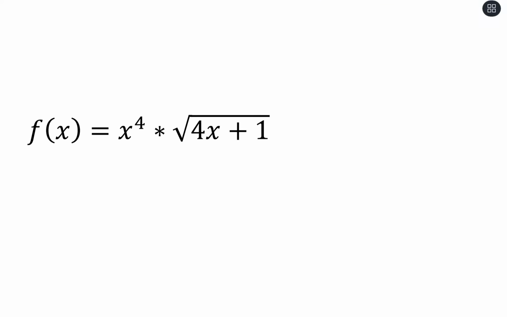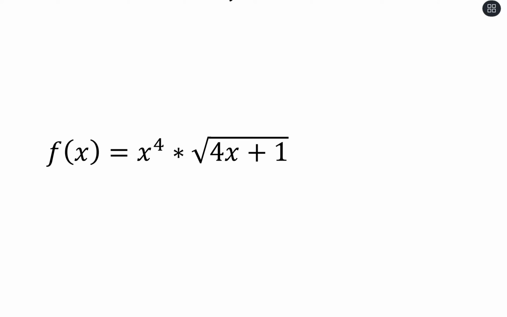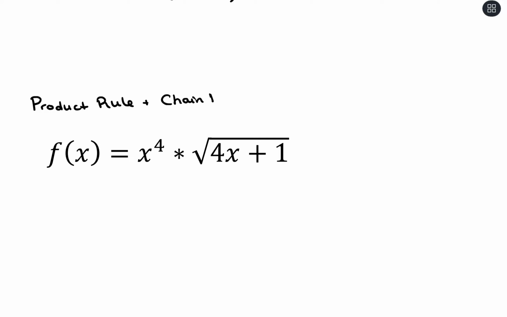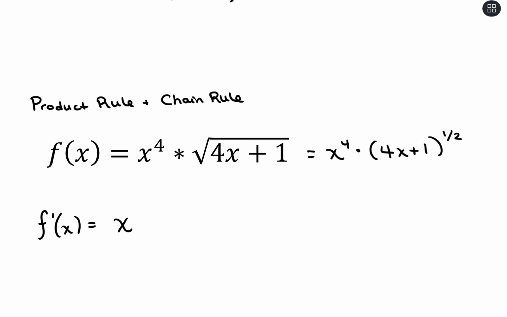All right, this one here, we're going to need to use the product rule. So we're going to have a mixture of product rule and chain rule. And before I apply the product rule, I'm going to change that radical into an exponent. So this is times 4x plus 1 to the 1/2 power. Okay, so our product rule said keep 1, multiply with the derivative of the other.